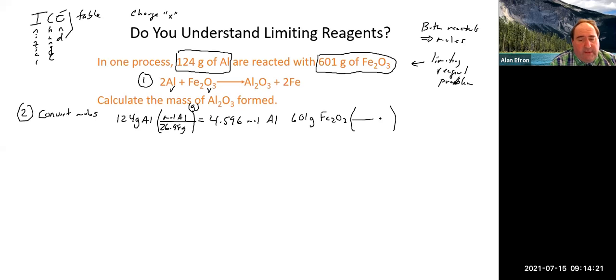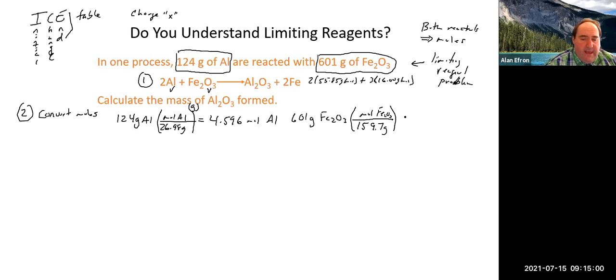Again, in this case, we would need to go to the periodic table, and we would need to take 2 times the molar mass of iron, which is 55.85, plus 3 times the molar mass of oxygen, which is 16. And that will get us a molar mass for iron 3 oxide of 159.7 grams per mole. And again, that is from the periodic table, 2 times 55.85 plus 3 times 16 for the oxygen.